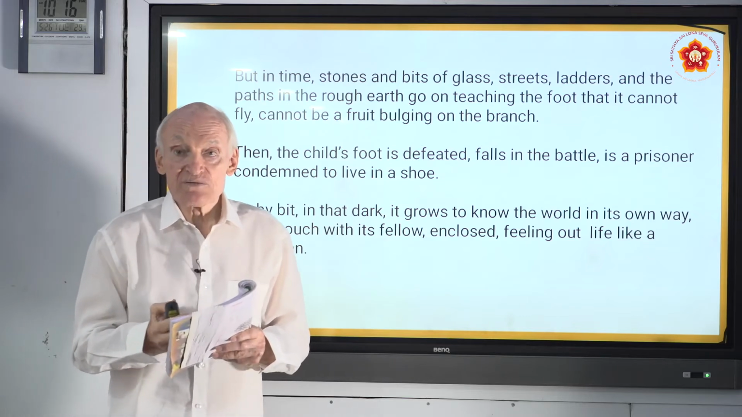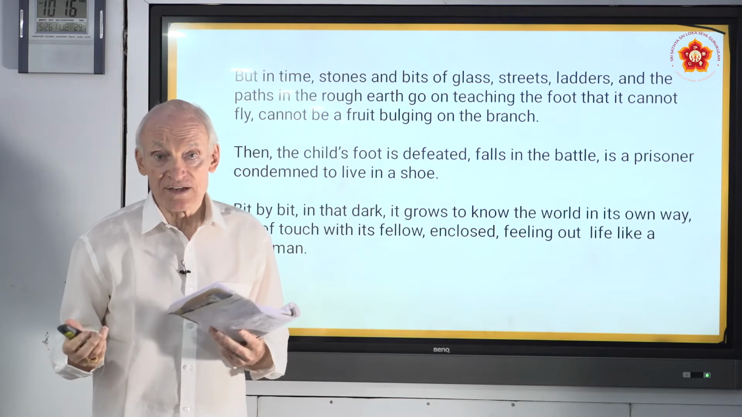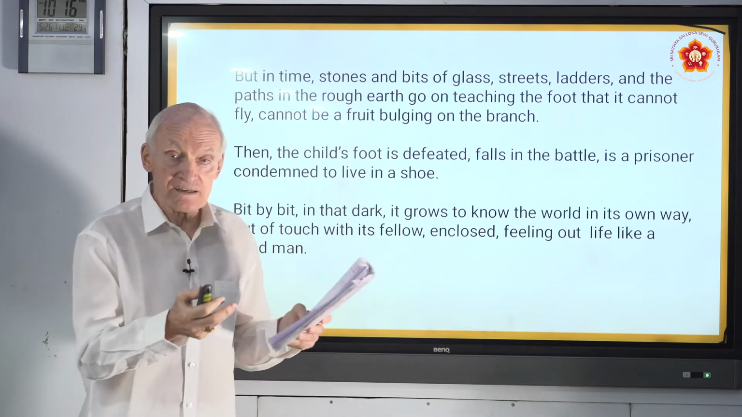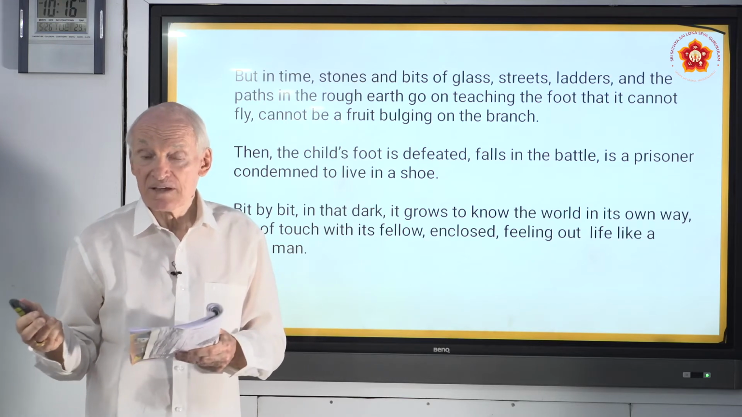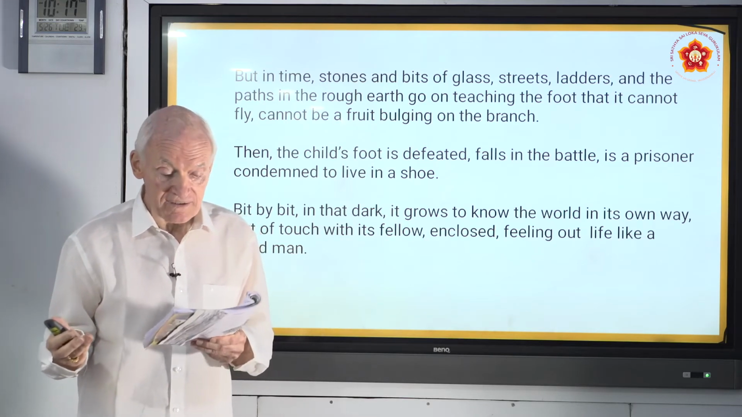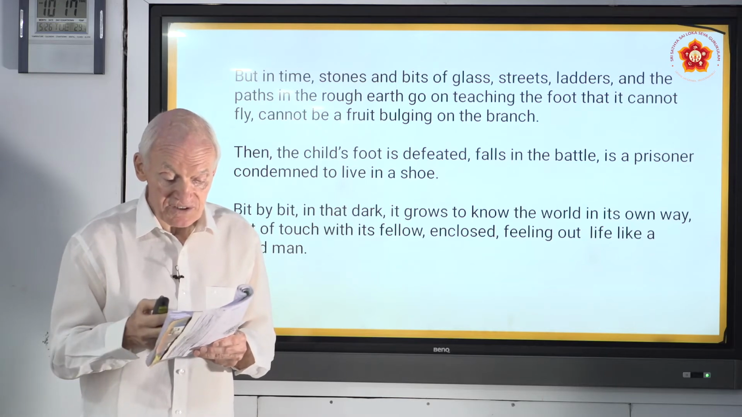So the paths on the rough earth, what does that refer to? This refers to the problems that come during your life. You have a problem getting an apartment to live in, away from your parents. You have a problem with your job. So many problems and challenges are there. And Neruda is showing you these problems and what it does to you.